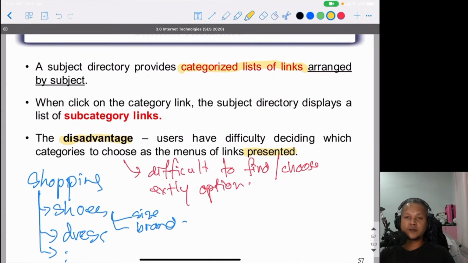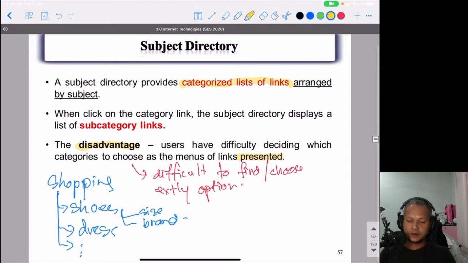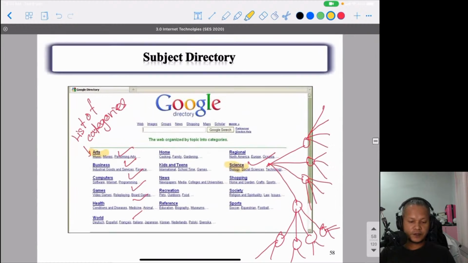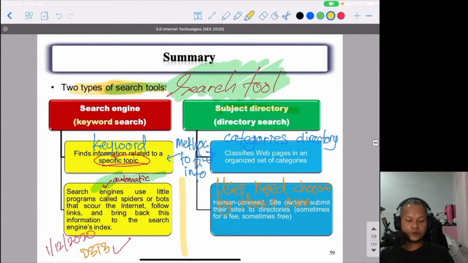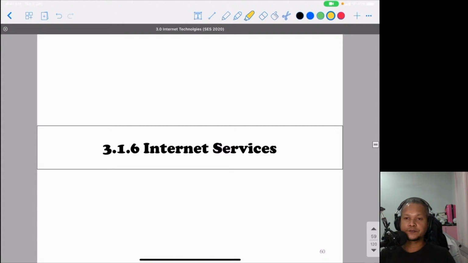But why does the system have the subject directory? Because the indexing is actually from the same database. Either the subject directory or the search engine comes from the one database. Yes, this one is the subject directory, a list of categories. To summarize the search tool: search engines use keywords, and subject directories use a directory.